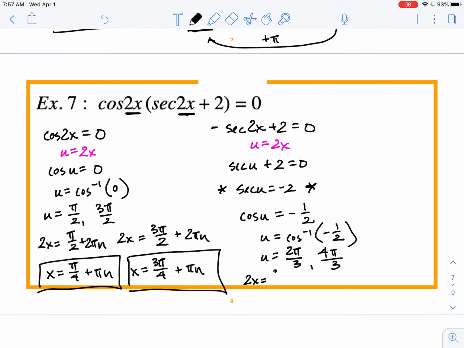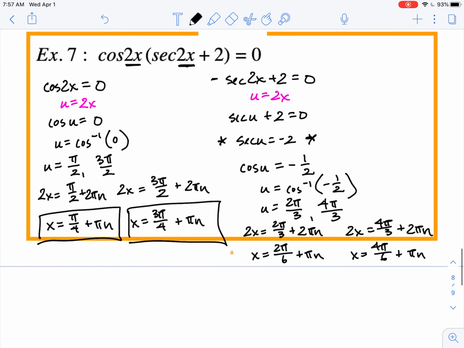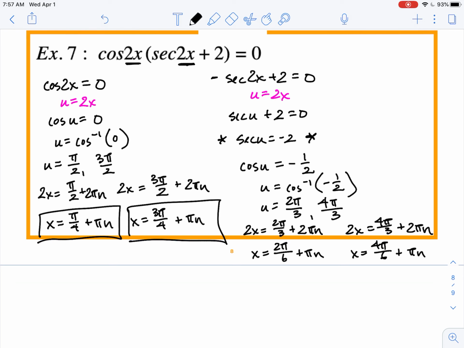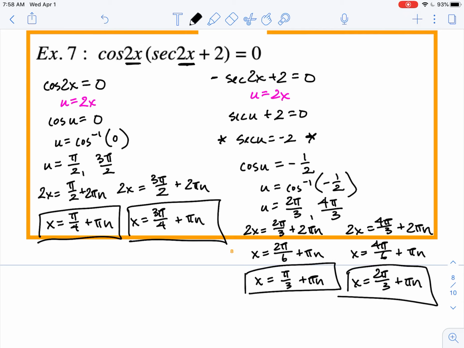Now, we want to make sure that we solve for x, so I'm going to say that 2x equals 2 pi over 3 plus 2 pi n, and that 2x equals 4 pi over 3 plus 2 pi n. And I'm going to divide both sides by 2, so 2 pi over 6 plus pi n, and 4 pi over 6 plus pi n. And you were more than welcome to reduce, so you get x equals pi over 3 plus pi n, and x equals 2 pi over 3 plus pi n.